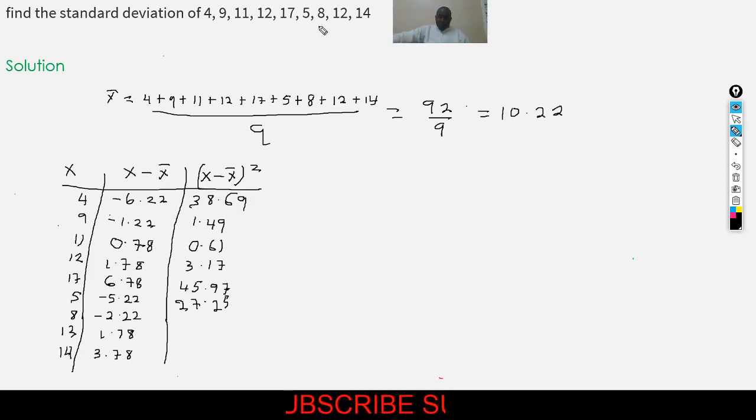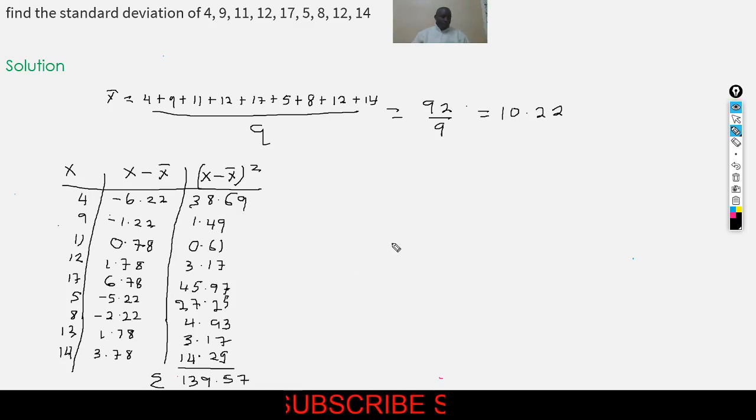Next we shall have 7.25, so we shall have 4.93. Next we shall have 3.17. Next is 14.29. We need now to find the summation. We find the summation of this, if you add all these numbers, it will give you 139.57.